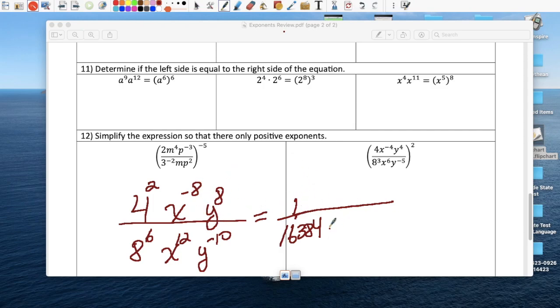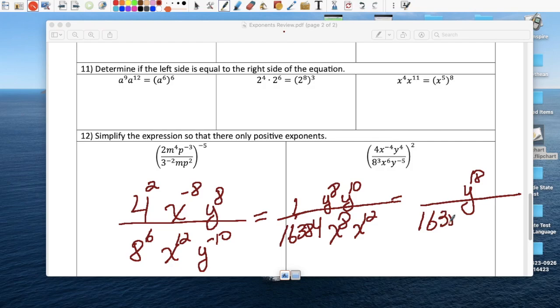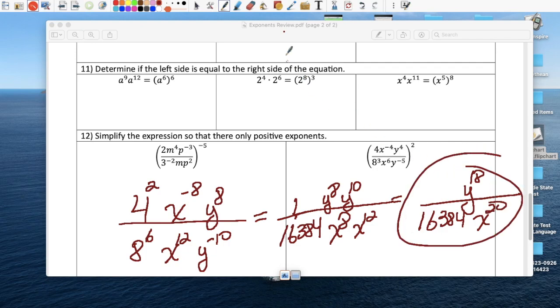X to the negative 8 comes down. X to the 12 stays as it is. Y to the 8 stays where it is. But y to the negative 10 goes upstairs and becomes positive. Let's simplify this a little bit. Y to the 8th and y to the 10th becomes y to the 18th. That 1 I'm not going to write. The denominator is going to be 16,384. That's going to be the coefficient. And then x to the 8 times x to the 12 is just x to the 20. And that should have been your final answer.